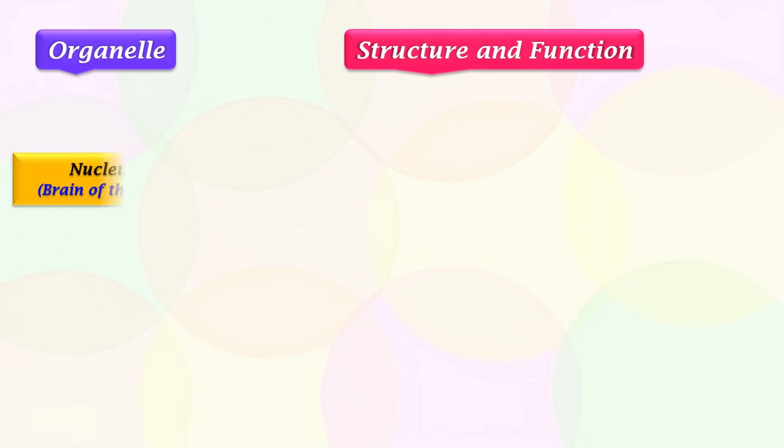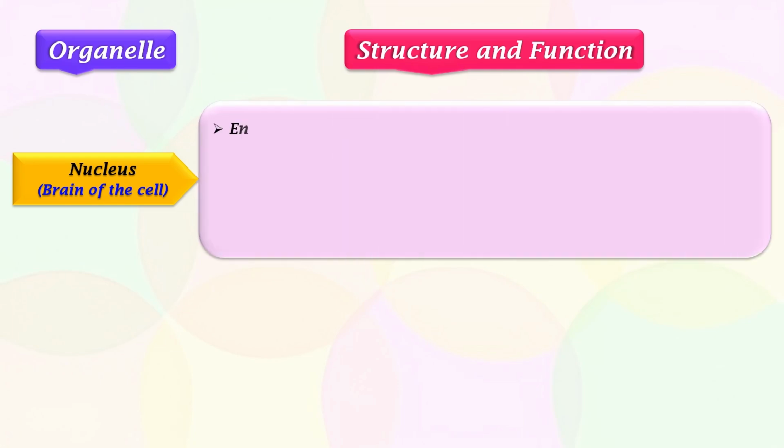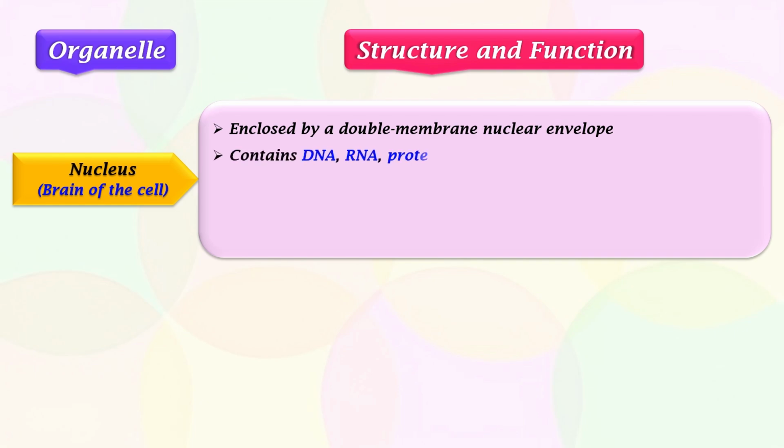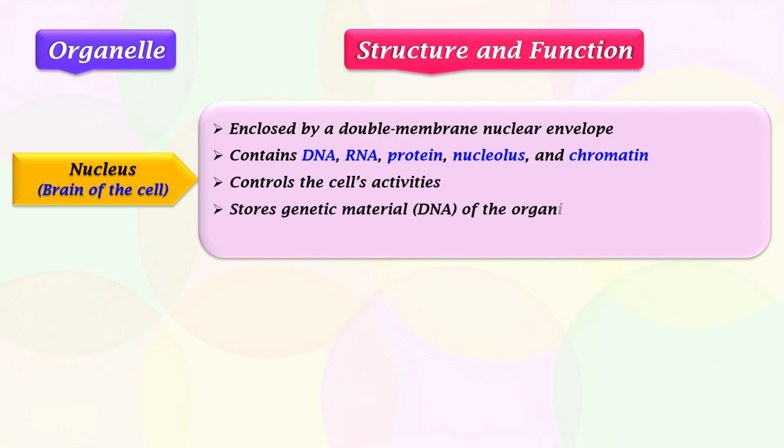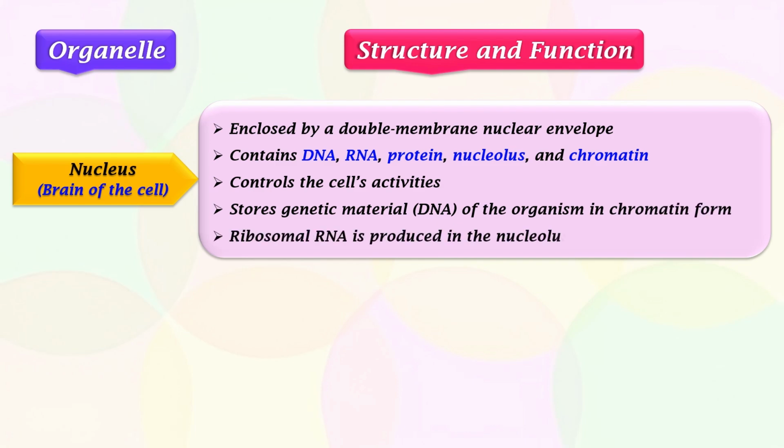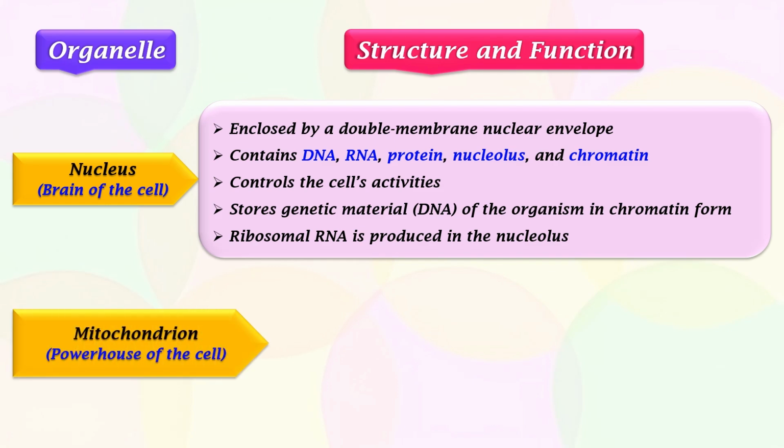Let's summarize different organelles present in eukaryotic cells, and their structures and functions. Nucleus is referred to as the brain of the cell. It is enclosed by a double-membrane nuclear envelope, and contains DNA, RNA, protein, nucleolus, and chromatin. The functions of nucleus are, it controls the cell's activities, and stores genetic material DNA of the organism in the form of chromatin. Nucleolus is the primary site for synthesis of ribosomal RNA.